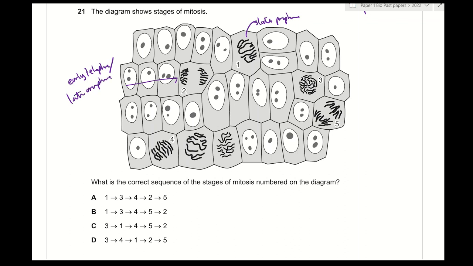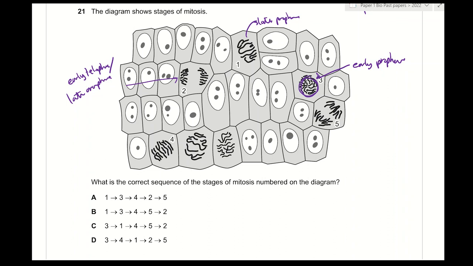The reason for this is that we could see that the two sister chromatids are separated to the opposite sides of the cell. Now, for 3, it's even an earlier part of prophase. This could be early prophase, because here the chromosomes are closer together, or the chromatids are actually closer together, and they look less condensed. Therefore, this is early prophase, and this looks like late prophase.